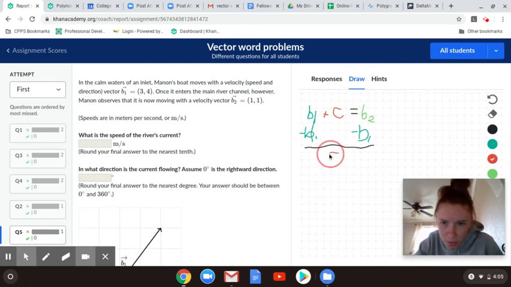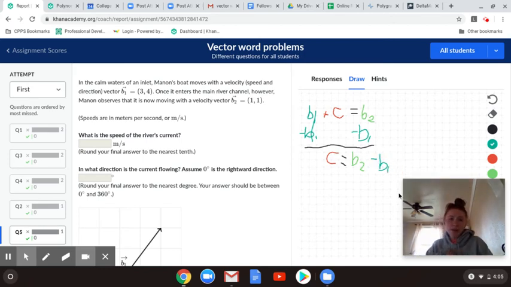So I can cancel B1 out. C is just going to equal this B2 minus B1. So to get C, you need to take your B2 vector and subtract B1 from it. And when we subtract or add vectors, we add or subtract the x's, and we add or subtract the y's. Okay, so if you can see here, B1 is (3, 4), and B2 is (1, 1).